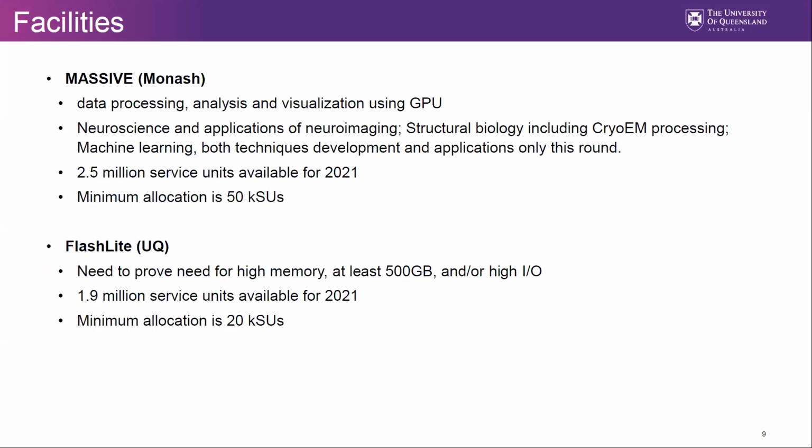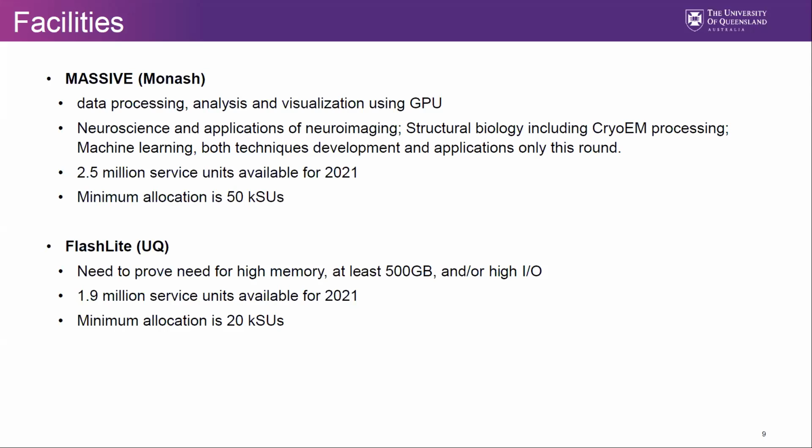Okay, so Massive is for data processing, analysis, and visualization using GPU. I have a very specific call out this year, and it's only for applications in neuroscience, neuroimaging, and structural biology with Cryo-EM processing and machine learning. If you don't fall into that category, you can't apply this year through NCMAS for Massive. Their availability is a lot smaller, so 2.5 million, and the minimum allocation is 50,000 service units.